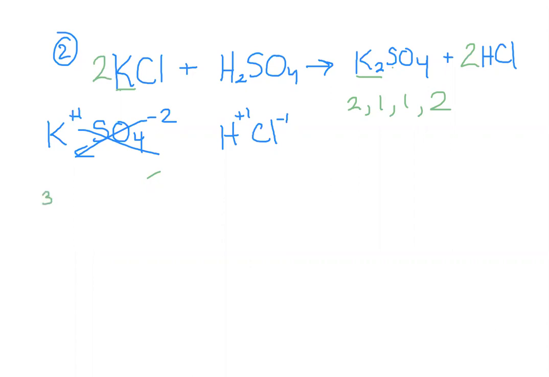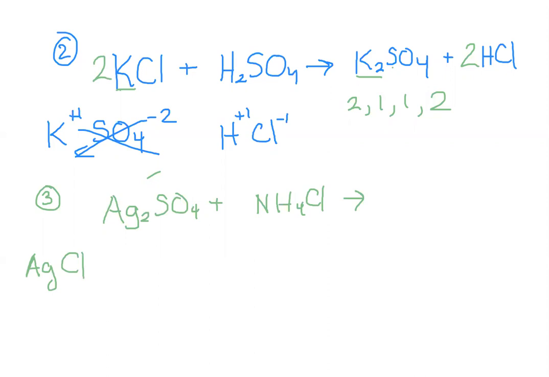Okay, let's look at number 3. Number 3 is Ag2SO4 plus NH4Cl. All right, this one is a little bit more complicated. We've got Ag, which is going to go with Cl. And Ag is silver, right? And if you look on the back of your polyatomic ion chart, it says silver has a charge of +1 and chlorine has a charge of -1. So that just becomes AgCl.